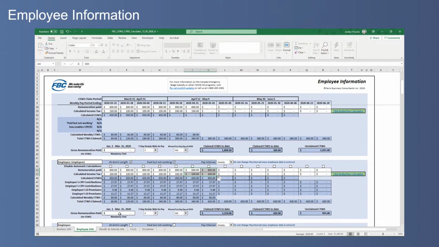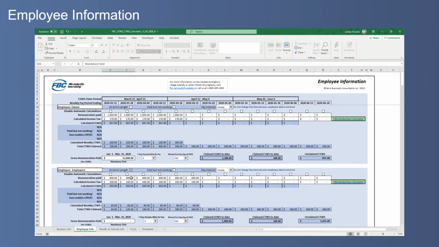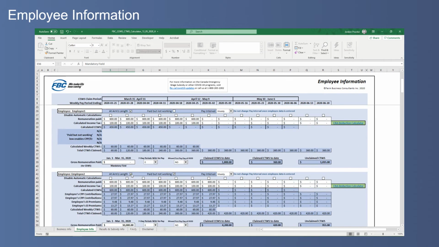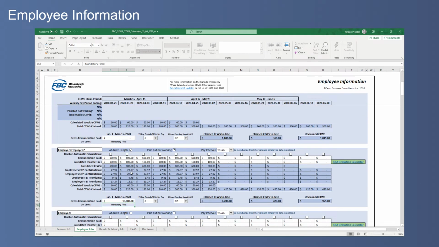We need to enter the gross remuneration paid as well. They've been a long-standing employee, and leading up to COVID, they made $10,000. All right, so that employee's data is finished. So we have some contrasting members of the business that we've entered, fairly different situations in each. And now we're going to take a look at how that generates for our results and subsidy information.